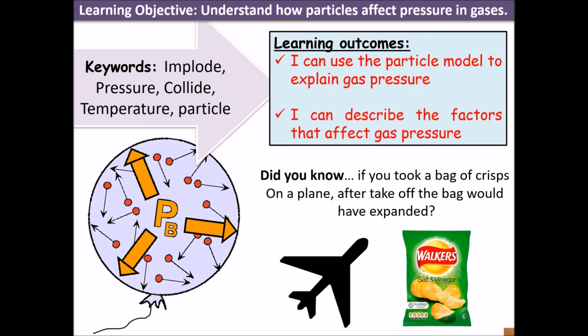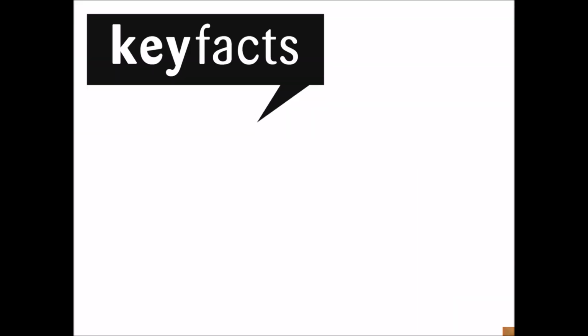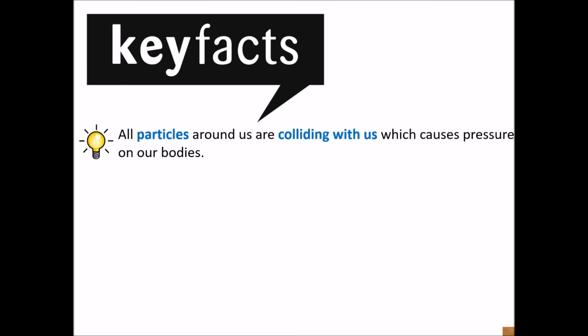Let's look at the learning outcomes one more time. So by now, you should be able to use the particle model to explain gas pressure. And you should be able to describe the factors that affect gas pressure. Let's look at a summary of what you have learned today.